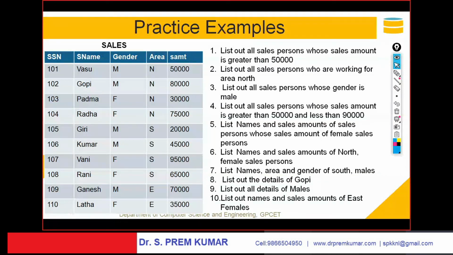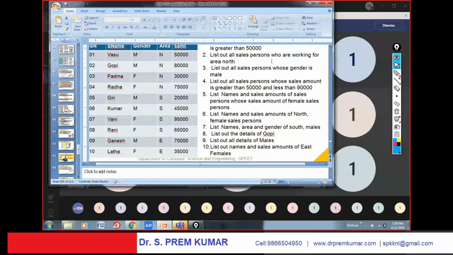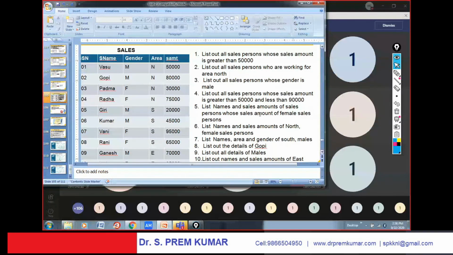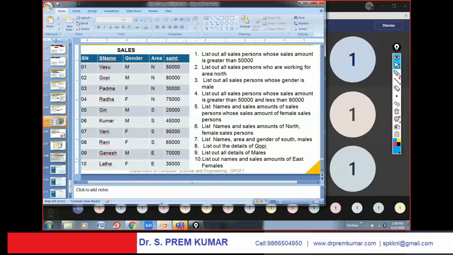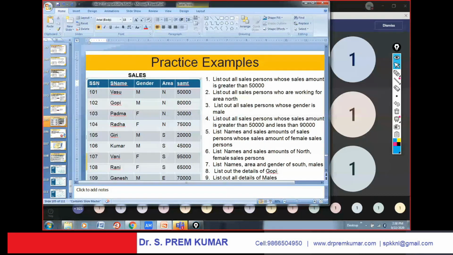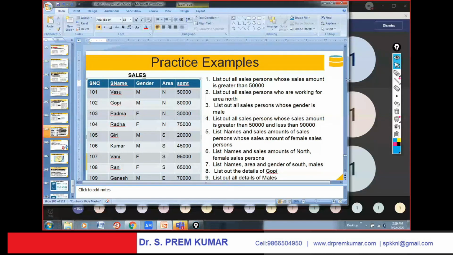Right. Let us go with some practice examples. This is the table. Let me name the table as sales table. All the students, listen carefully. Sales is a table which has salesman number, or I call it SNO, salesman name, gender, age, and sales amount. Let us assume there is a table called sales table.